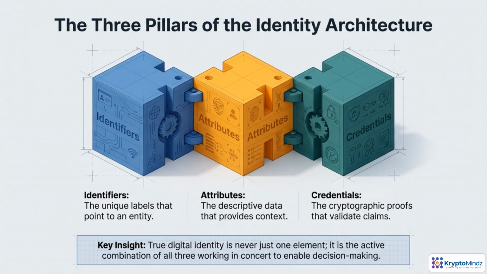Now let's break that identity system into three building blocks. Identifiers are the unique labels that point to an entity: an email, phone number, or national ID. Attributes are the descriptive data around that label: age, address, preferences, risk scores. Credentials are proofs that certain attributes are true, like a passport, employee badge, or verified certificate. The real value comes from how these work together, so systems can recognize someone, understand them, and safely act on that understanding.